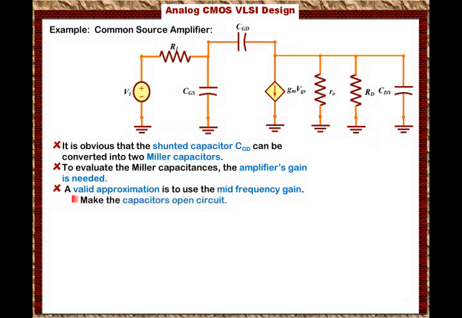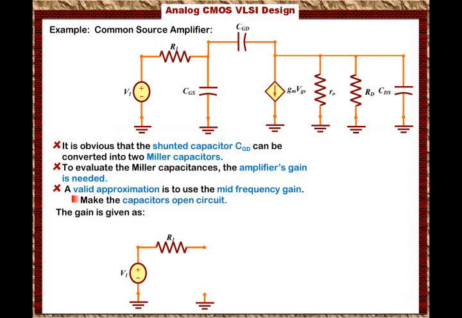At the mid-frequency, the capacitors are open circuit, because these capacitors are very small in value. That means they only exist for high frequencies. So if we look at the intermediate frequency or the low frequency, these capacitors will be open circuit. Then the circuit will look like this. We will have V1 connected to R1, then CGS is open circuit and CGD is open circuit, and the source is grounded, of course.